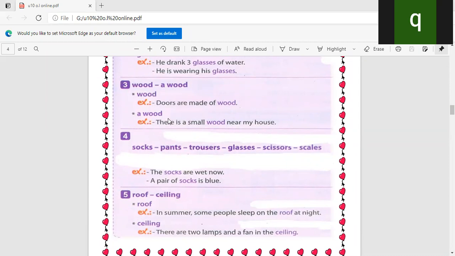Wood, a wood, or the wood. Wood, the material: doors are made of wood. We get wood from the trees. A wood, like a forest: there is a small wood near my house.